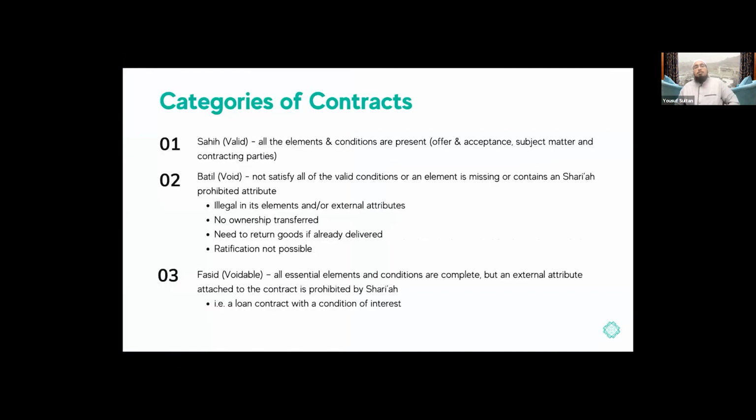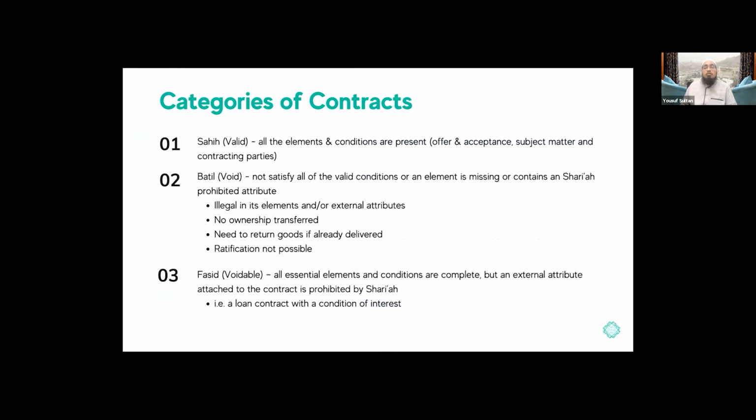Now, the categories of contracts. There are basically two types of contracts, fundamentally. One is sahih, or valid. Valid contracts mean that all the elements and conditions we have mentioned in terms of subject matter, in terms of price, are valid, and offer and acceptance, all okay.